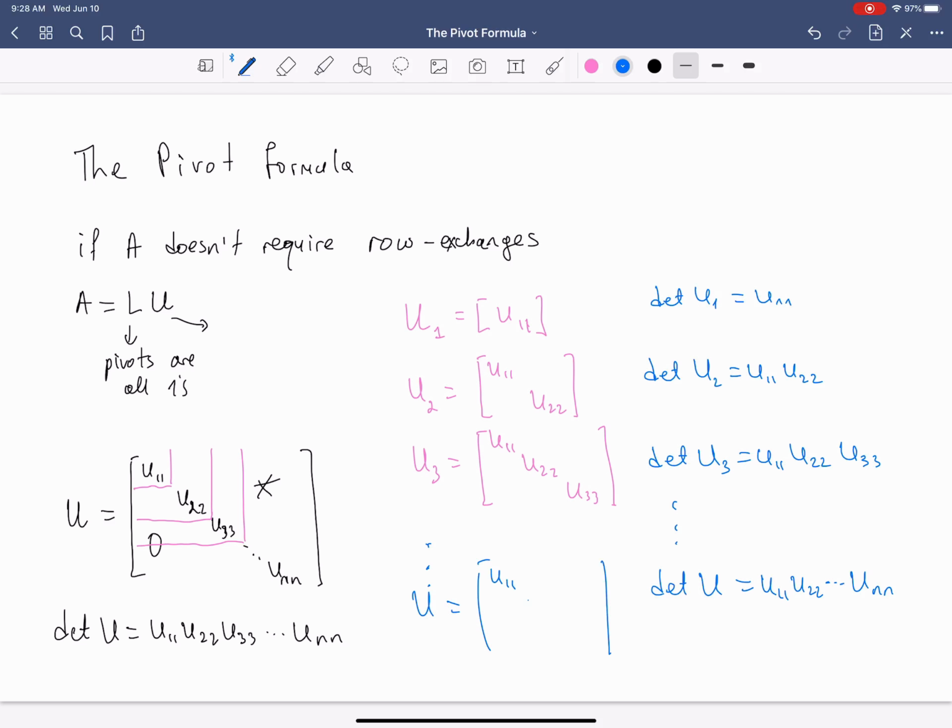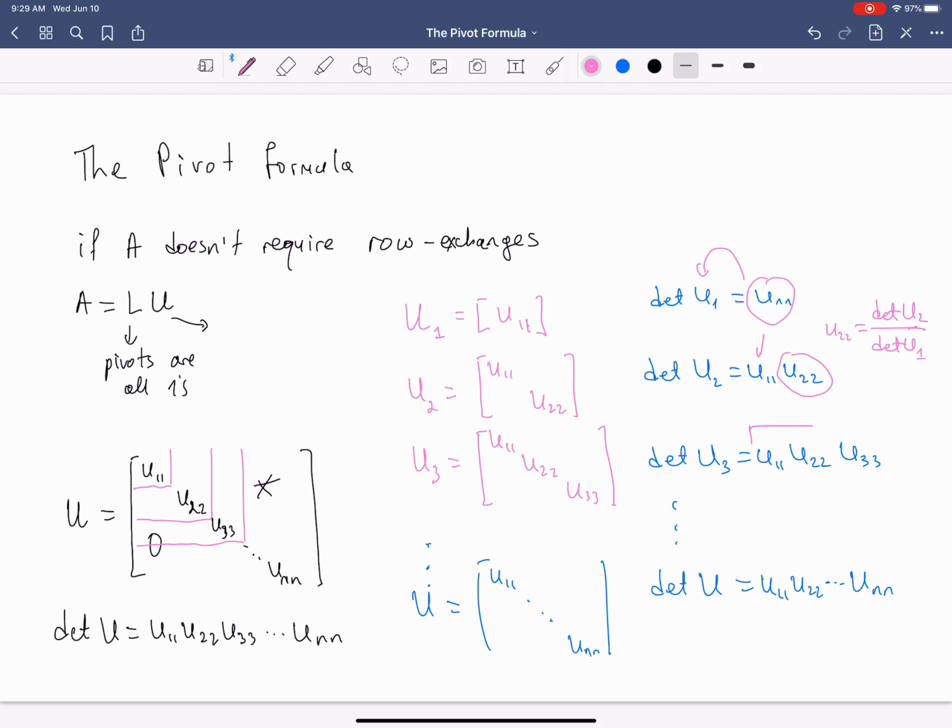The entire matrix from U11 all the way to UNN. The interesting thing is that now we have a way of expressing all the pivots through the determinants. You see, the first pivot is the determinant of the upper left 1 by 1 matrix. Now, what about U22? Well, I can express this as a determinant, and so it turns out that U22 is the determinant of U2 over the determinant of U1. That's the only thing that's new.